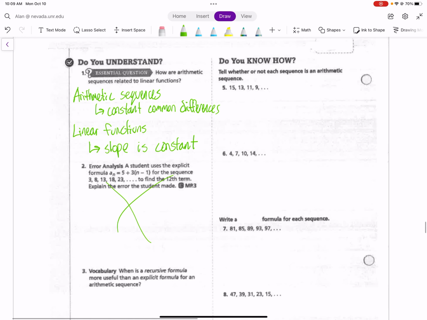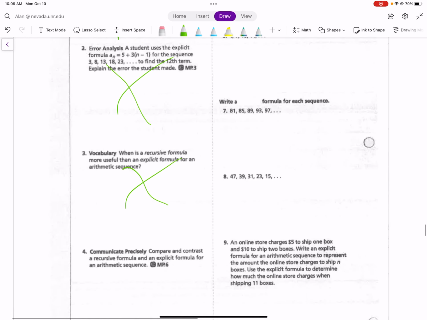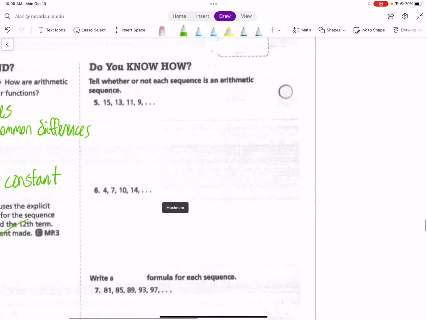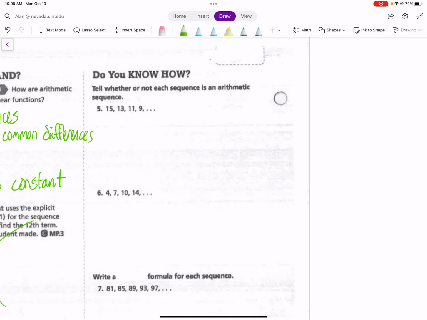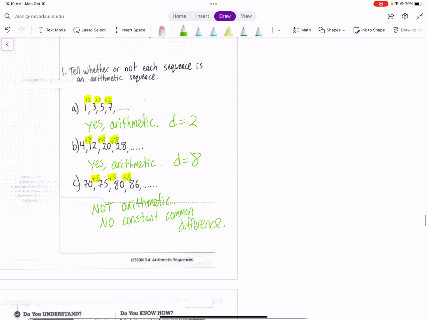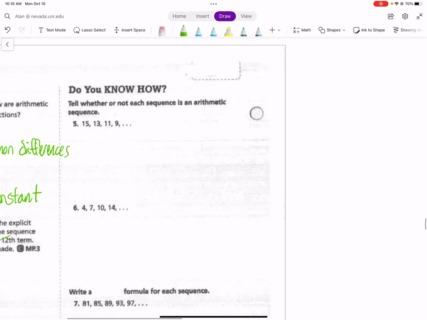We're going to skip 2, we're going to skip 3, and we're going to skip 4. Okay, I want you guys to try 5 and 6 on your own. They are exactly like these 3 examples that we just did on the last page, so you can pause the video right here, give 2 or 3 minutes, try 5 and 6 on your own, see if there is a constant common difference to figure out if these sequences are arithmetic or not. So go ahead and pause the video here.